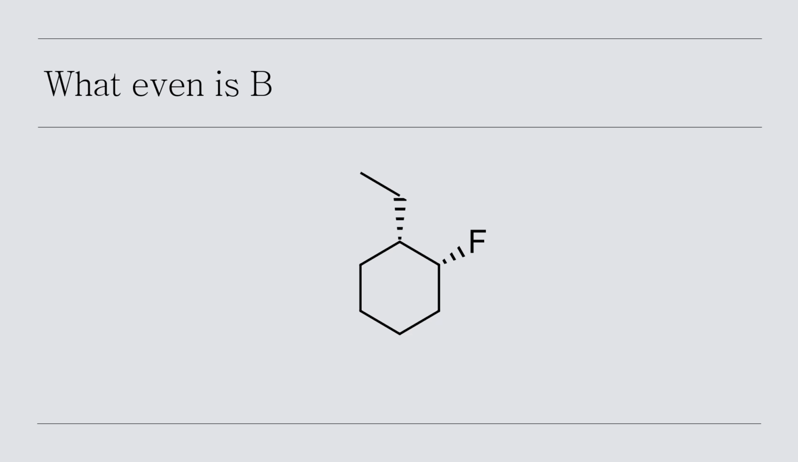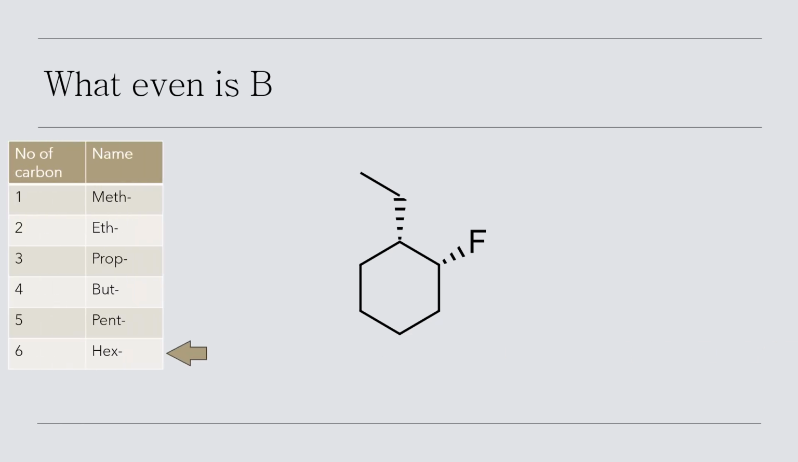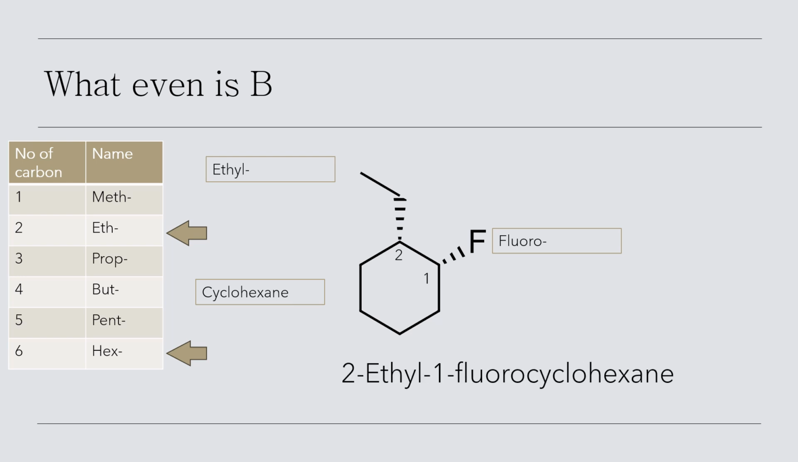What even is B? Once again, the longest continuous chain is another ring of 6 carbons. So once again this means it's a cyclohexane. This time, however, we have a fluorine, or a fluoro group, and a 2-carbon chain, also known as an ethyl group. As the fluorine takes naming priority, we will start there with a 1, and then the ethyl is therefore the 2. Therefore, the full name is 2-ethyl 1-fluorocyclohexane.